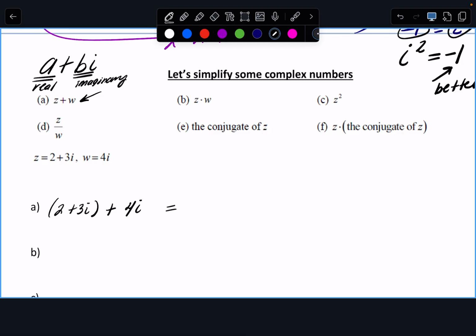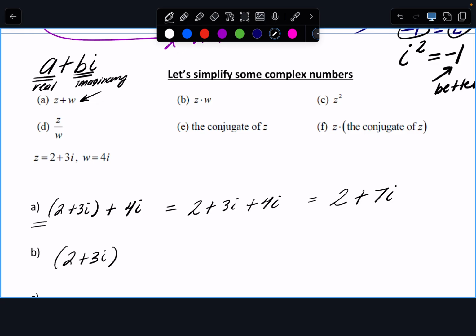So then you'd say addition doesn't need any distribution. So now you would have 2 plus 3i plus 4i. And also parentheses can be important, but there's nothing in front here. You can only add real parts to real parts, imaginary parts to imaginary parts. So what is the real part? 2. What's the imaginary part? 7i. It's that simple. It's just like adding up like terms. Really easy. Let's do B. B says multiply them. Use parentheses.